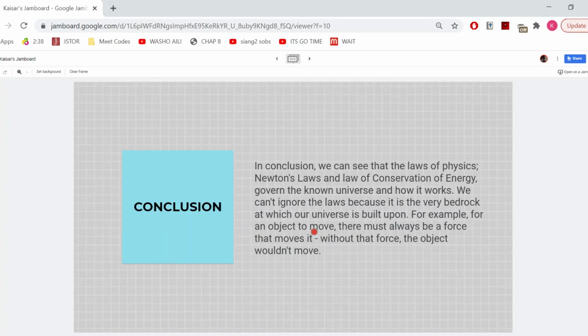For example, for an object to move, there must always be a force that moves it. I have an eraser on my table. It remains on the table if I don't move it with any force, right? But if I push it with my fingers, then the eraser moves, right? It's because I applied force using my finger towards the eraser. So without that force, the eraser wouldn't move, which is a great example of Newton's first law, right?